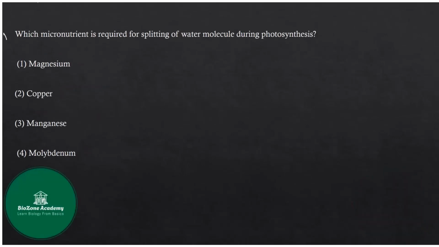Next, which micronutrient is required for the splitting of the water molecule during photosynthesis? Options are magnesium, copper, manganese and molybdenum. So the correct answer is manganese.